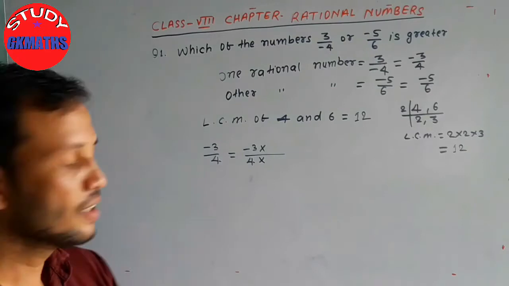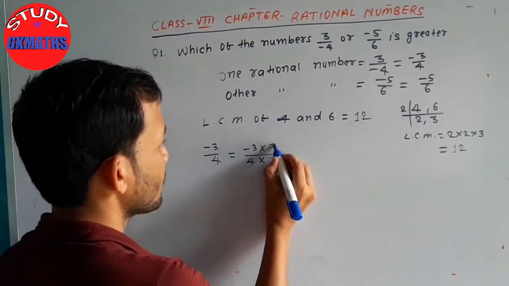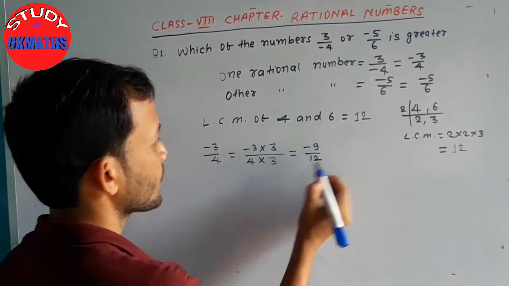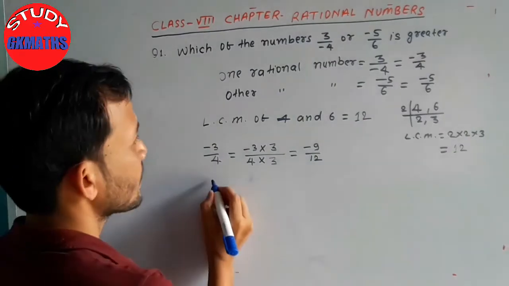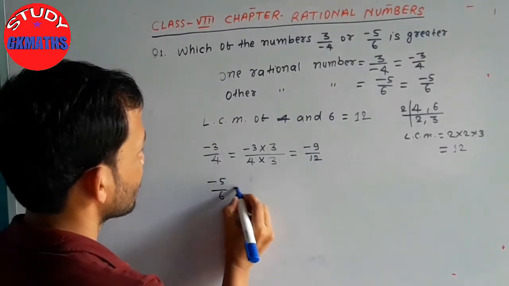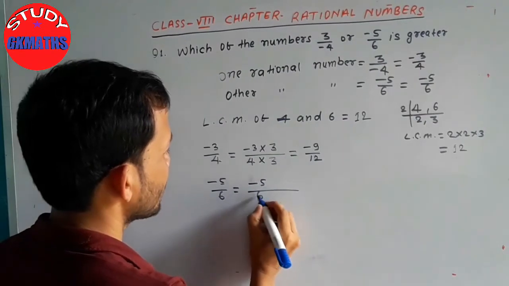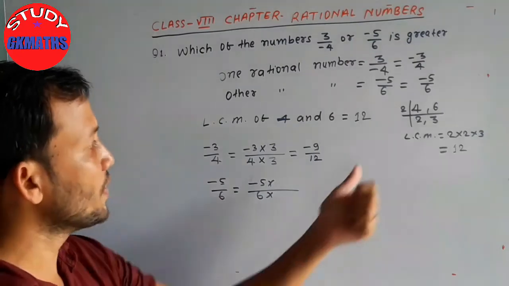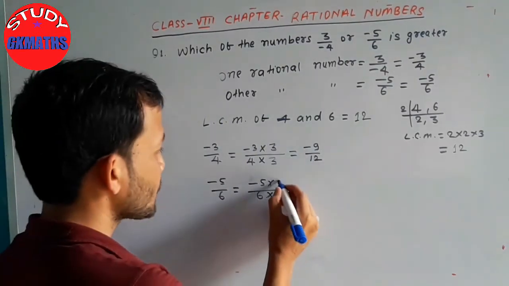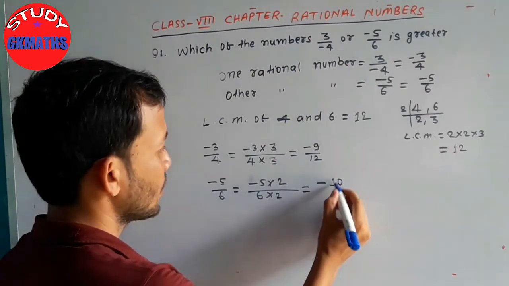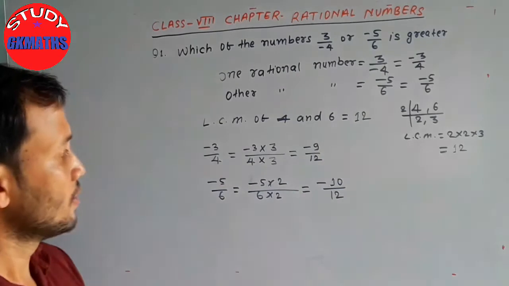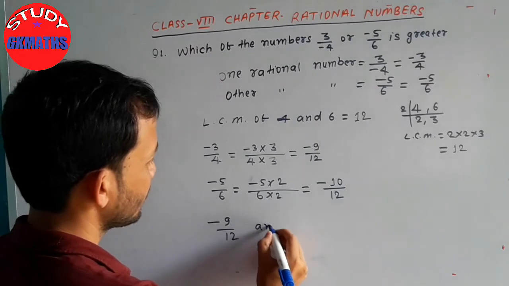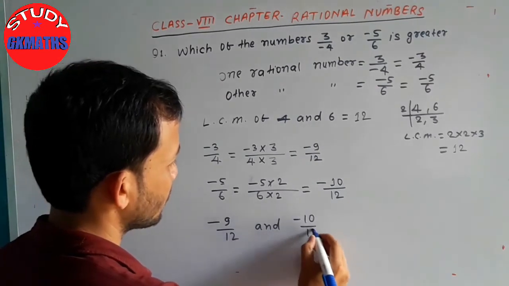Here, I think the number is 3. Multiply the denominator by 3. Now it is minus 9 upon 12. And the other rational number is minus 5 upon 6. What number should you multiply to get 12? The number is 2. Minus 10 upon 12. Your result is minus 9 upon 12 and minus 10 upon 12.